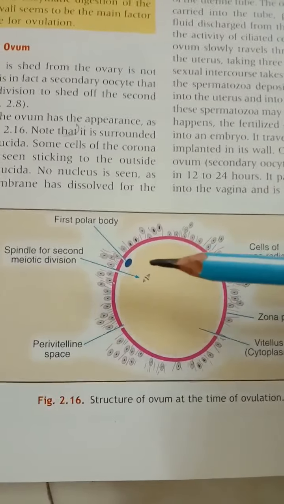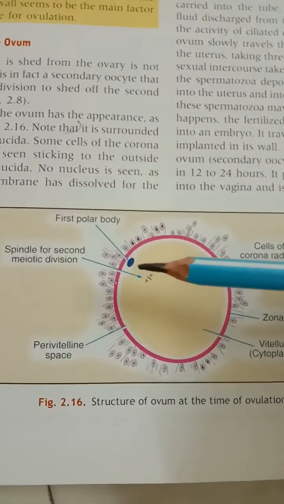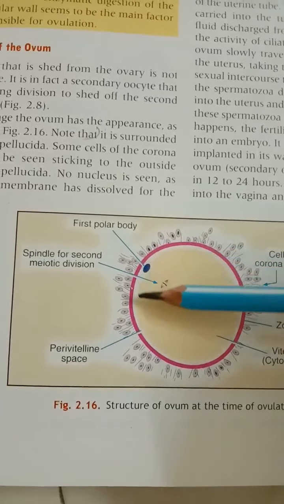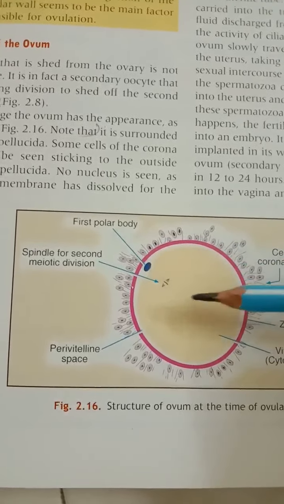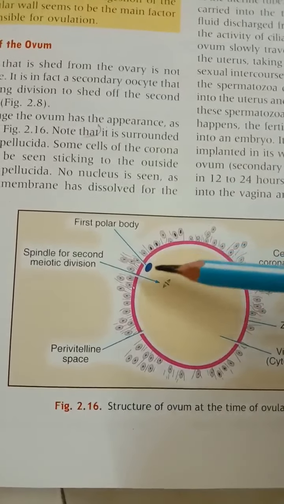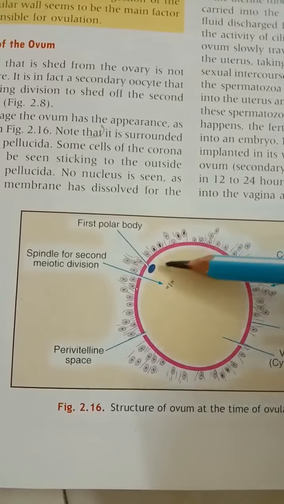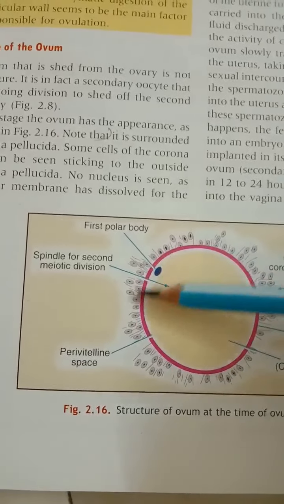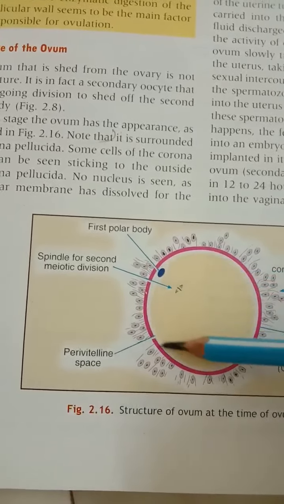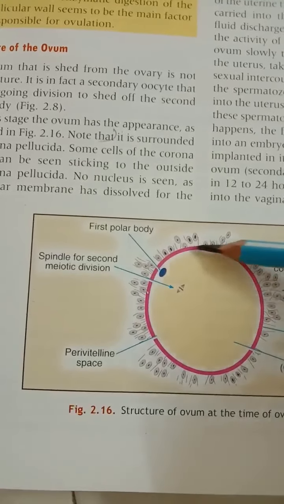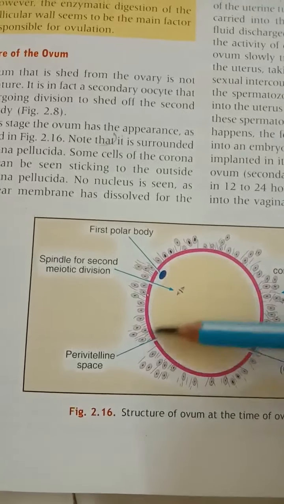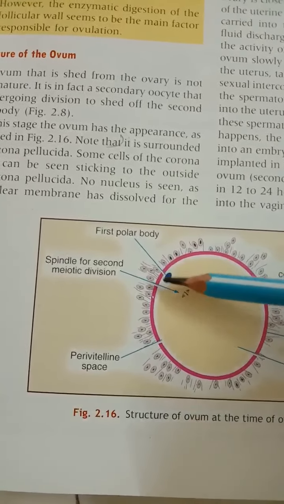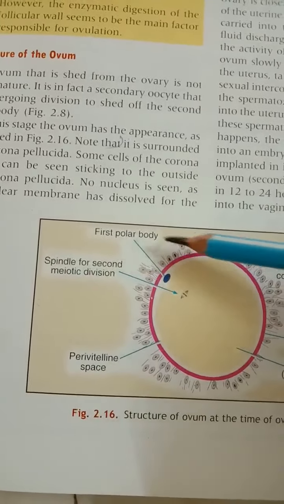Then in the secondary oocyte, instead of the nucleus, a spindle shaped nucleus is present. Then the yellow color here you can see is the cell membrane. Between the cell membrane and the zona pellucida, a space is present, the white margin. This space is called the perivitelline space, and the first polar body is present in the perivitelline space.